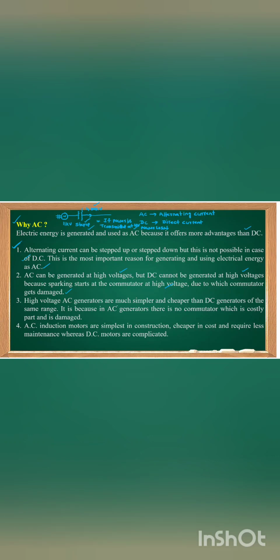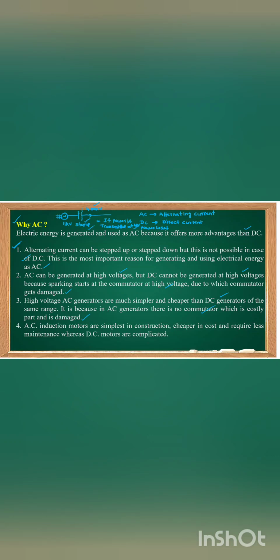High voltage AC generators are much more popular, much simpler and cheaper than DC generators of the same range. It is because in an AC generator there is no commutator, which is a costly part and gets damaged. If you take the AC generator, there is no commutator part at all.